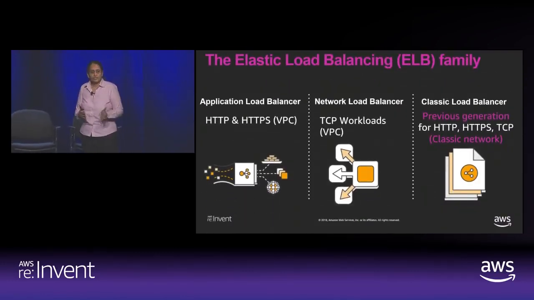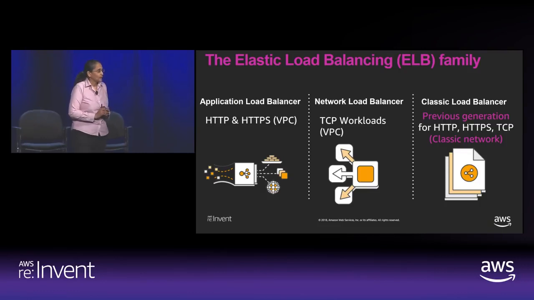So we've looked at the basic types of load balancers, and coming to the load balancing family, we support both layer 4 and layer 7 load balancers. Application Load Balancer, operating at a request level, terminates your TLS, supporting HTTP, HTTPS traffic, well suited for your service mesh architectures and container architectures.